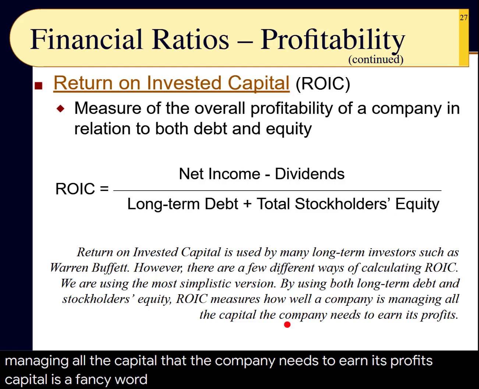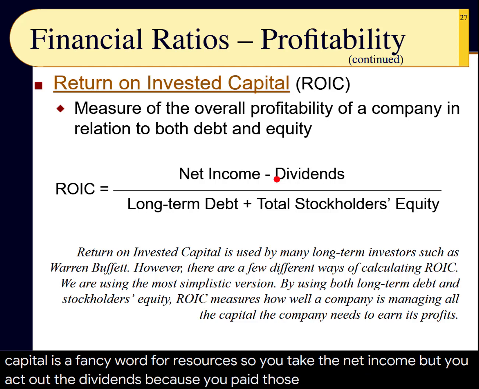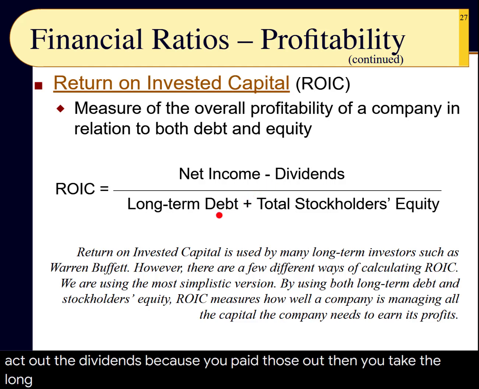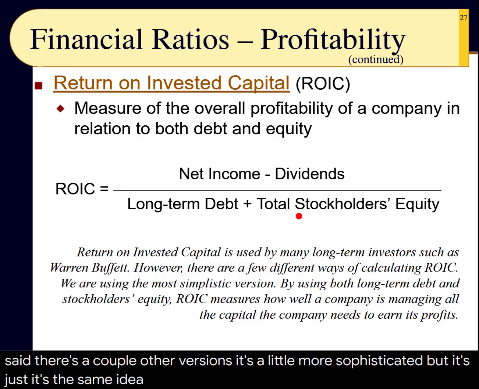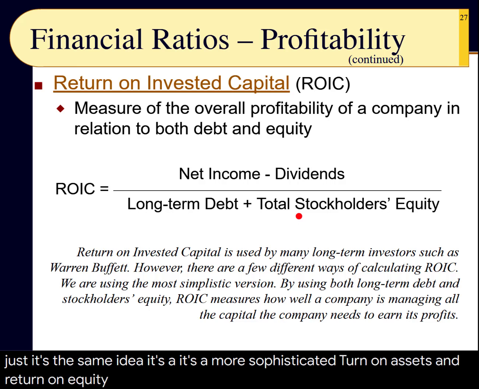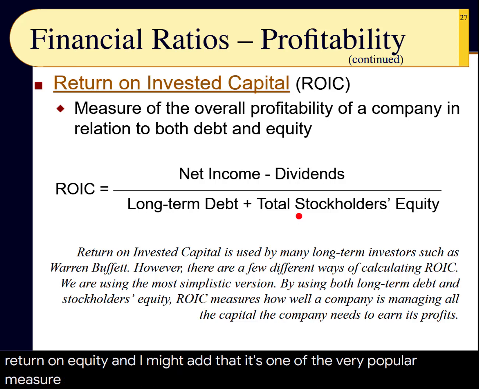Capital is a fancy word for resources. So you take the net income, but you subtract out the dividends because you paid those out. Then you take the long-term debt and add that to the total stockholders' equity. As I said, there are a couple of other versions which are a little bit more sophisticated, but it's the same idea. It's a more sophisticated version of return on assets and return on equity. And I might add that it's one of the very popular measures that Warren Buffett, the famed investor, uses.